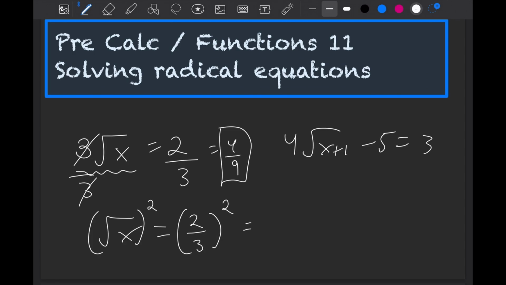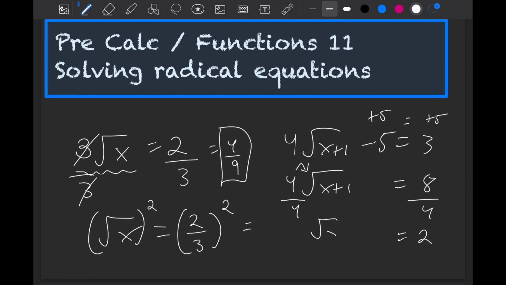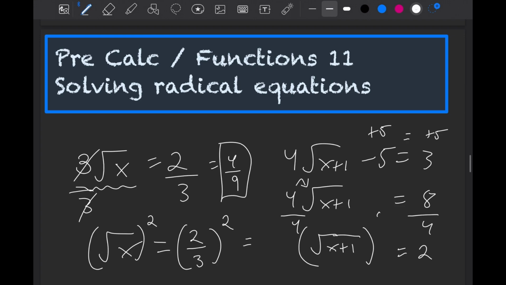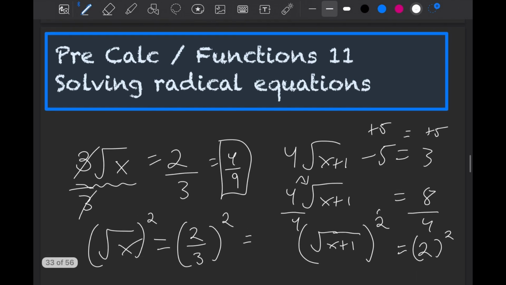So first thing we're going to do is add 5 to both sides, and we'll get 8 equals 4 root x plus 1. Then divide out a 4 on both sides because this is being multiplied. The opposite of multiplication is division, and we'll get 2 is equal to root x plus 1. Same idea as before: if we square both sides, we can get rid of the square root.